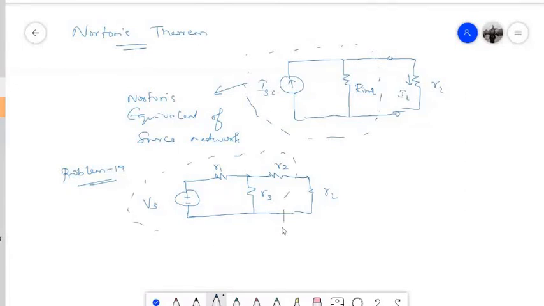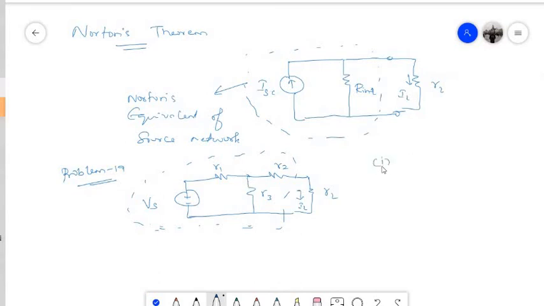Now what I am going to do is replace this portion of the circuit with the Norton's equivalent, that is a current source in parallel with the resistance. And after doing that, I want to find the current that is flowing here, that is IL. Now how to do this?